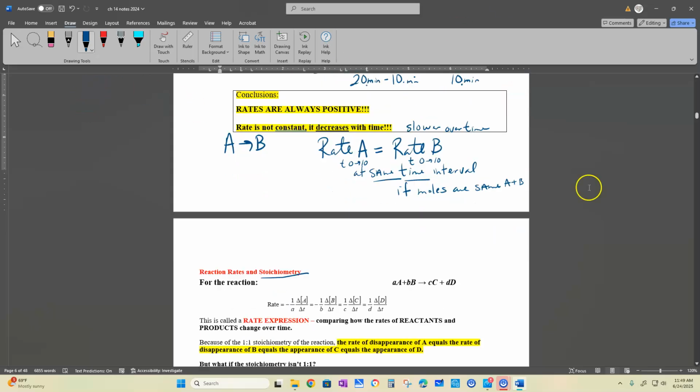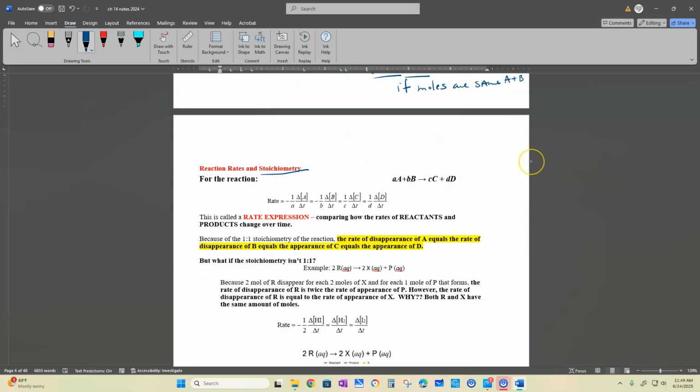Okay, so let's say we have this generic equation. A plus B equals C and D. Well, the little letters are the coefficients. The capital letters are the actual chemicals. So when you write a rate expression, you're trying to show how the rate of all the reactants equal the rate of all the products over time.